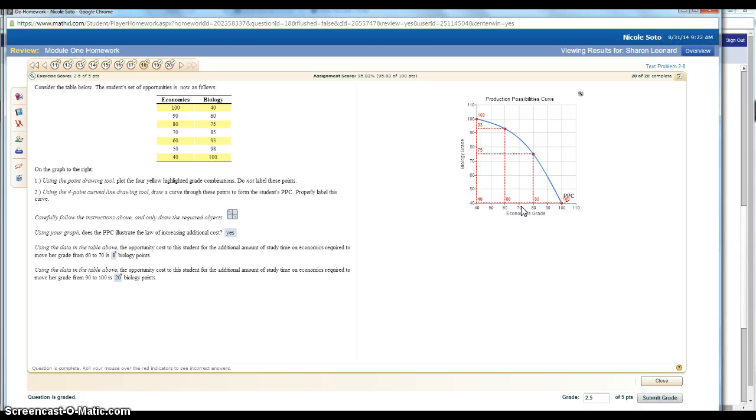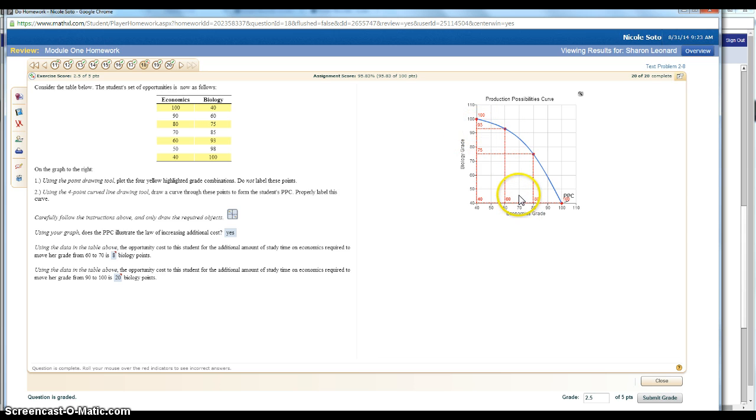How much biology grade does she have to give up? So you see here, and it's already marked, this is probably markings that you did. I'm not sure if this is specific to you or if it came like this, but you see that at a grade of 60 in econ, there's a grade of 93 in bio.